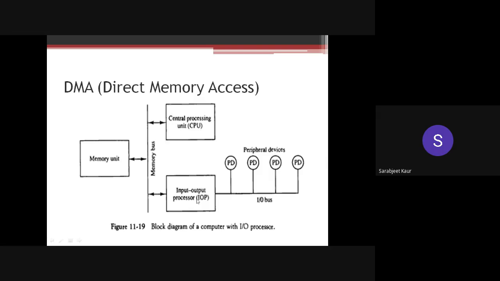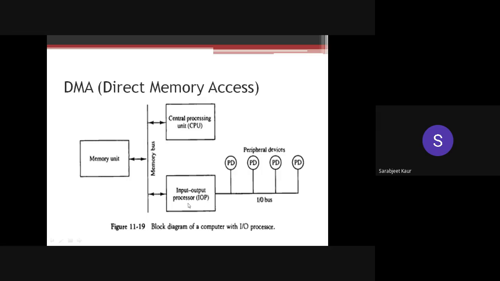Now what happens in this scheme is that the CPU just starts the IO transfer by giving a command to the IOP that you please look after this IO transfer, you just complete this. So when it starts the transfer, the CPU gives to the IOP the starting address of the memory and the IO device from where the transfer is to be done, and the amount of data which is to be transferred, right? And it gives the command to the IOP.